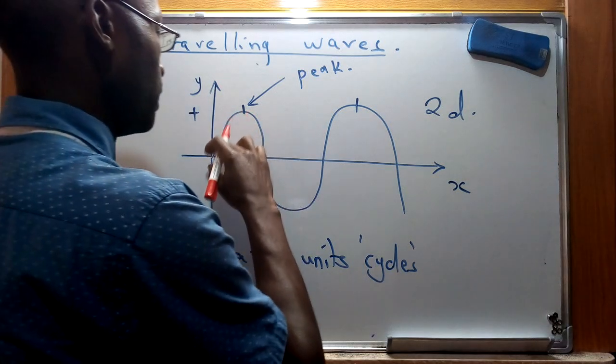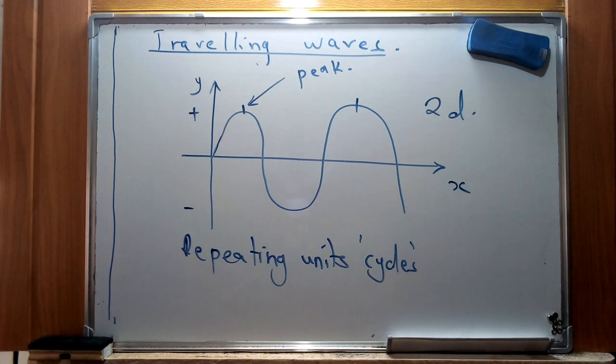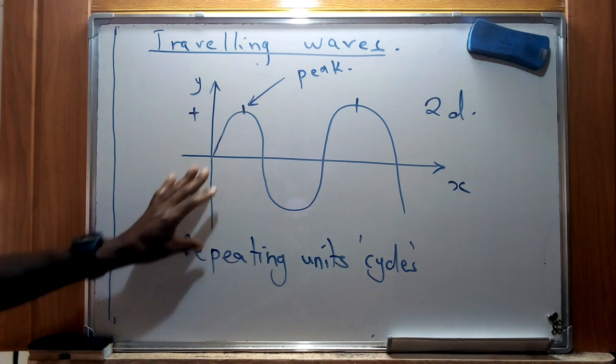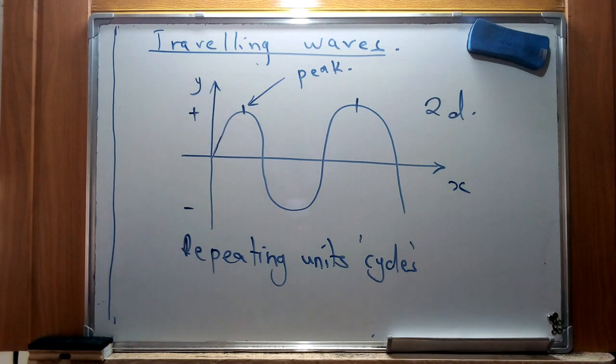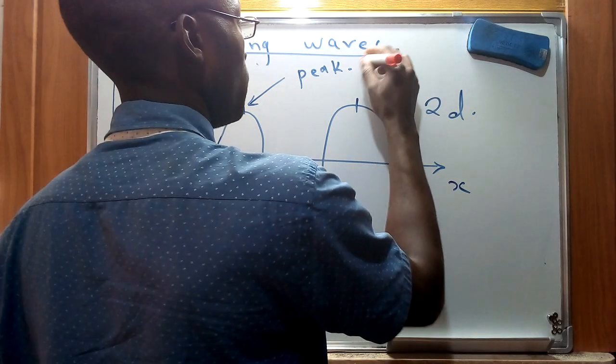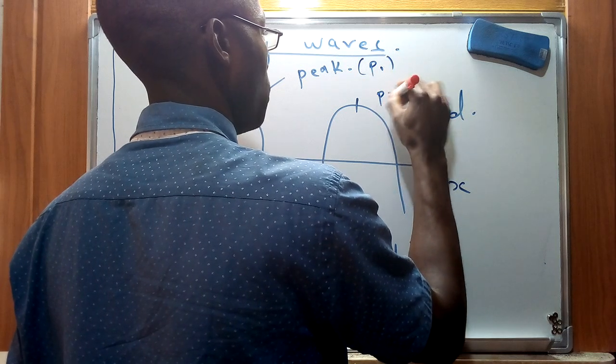Now, as we have said, this wave goes in a repeated manner, whereby a wave consists of a repeating unit called a cycle. So from this particular peak to the second peak, let's call this one P1, and this second one P2.